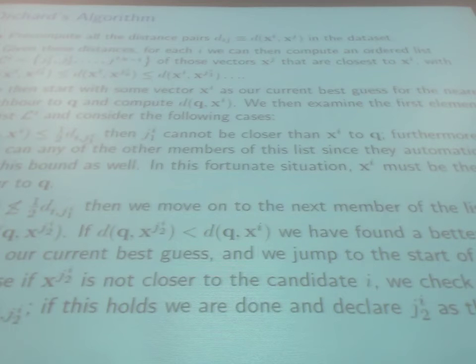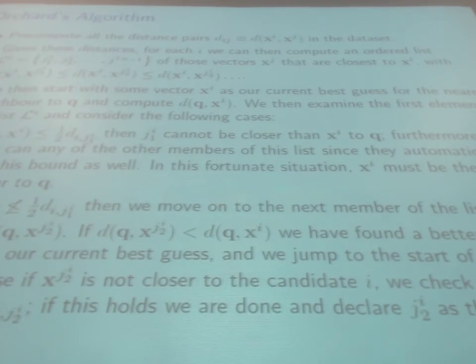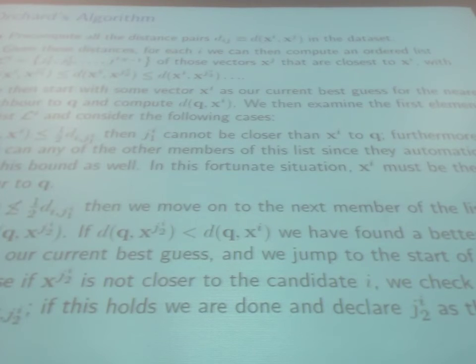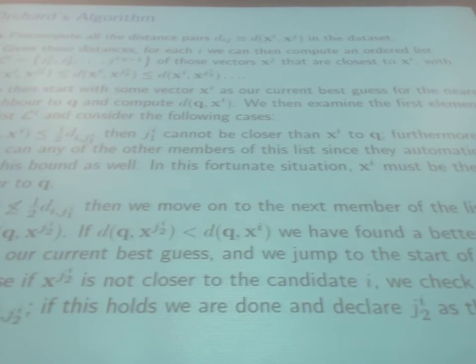Let's say we compute that distance and we compare it to our current best distance. Because I've calculated this one, now I calculate the distance between Q and the first one in the list. Then I will know whether or not the first one in the list is a better distance than my current best distance. If it is, then I'm going to jump to a new list.